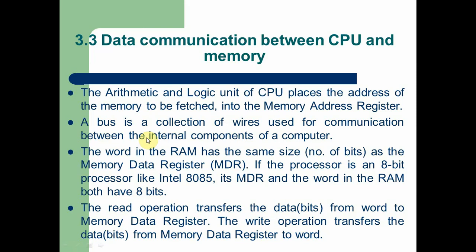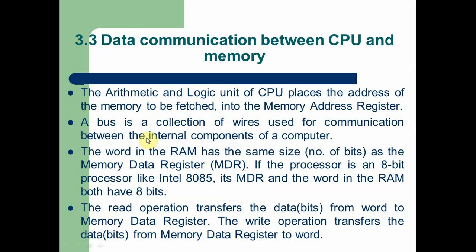So depending upon the microprocessor size, the RAM and MDR sizes also vary, and there is a condition: RAM word size and MDR word size must be the same. Next is the read operation. Read operation transfers the data in the form of binary digits, bits, from word to memory data register.